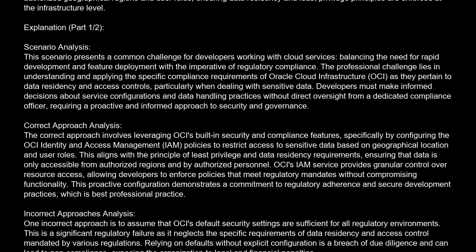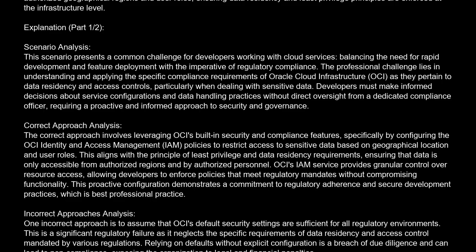Incorrect approaches analysis. One incorrect approach is to assume that OCI's default security settings are sufficient for all regulatory environments. This is a significant regulatory failure, as it neglects the specific requirements of data residency and access control mandated by various regulations. Relying on defaults without explicit configuration is a breach of due diligence and can lead to non-compliance, exposing the organization to legal and financial penalties.